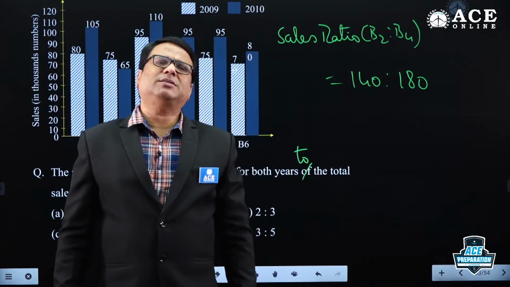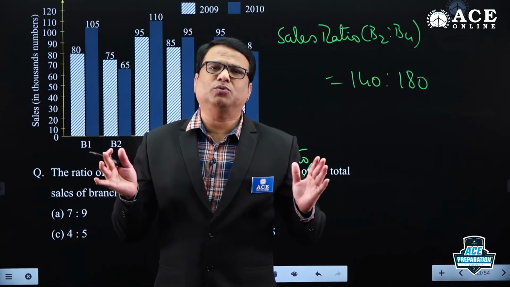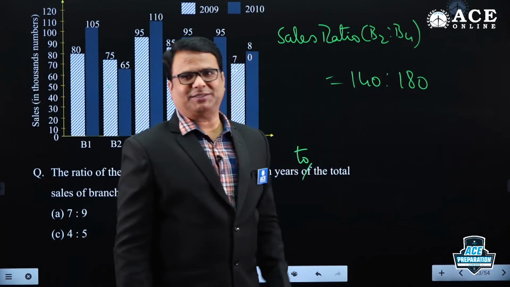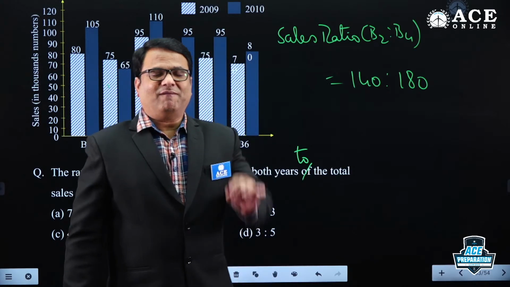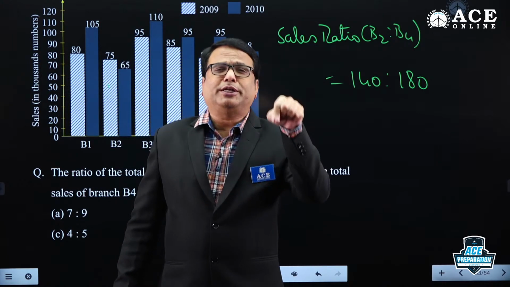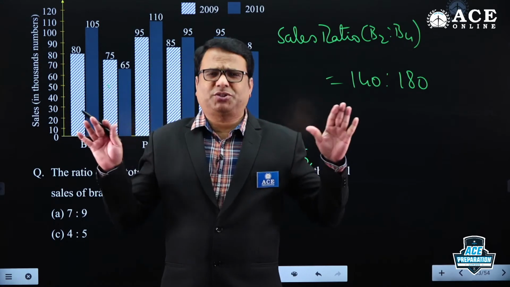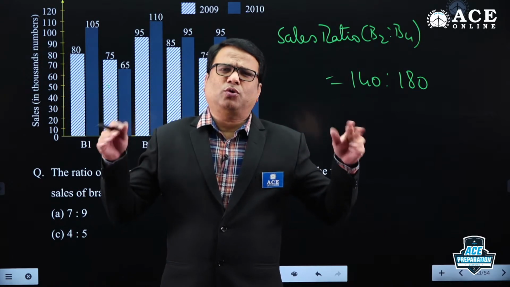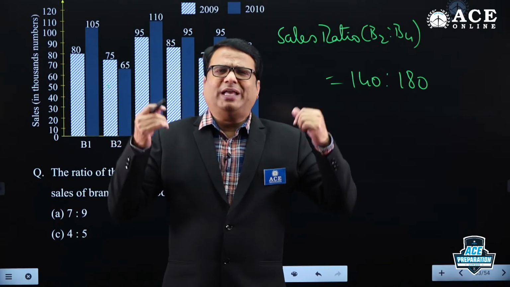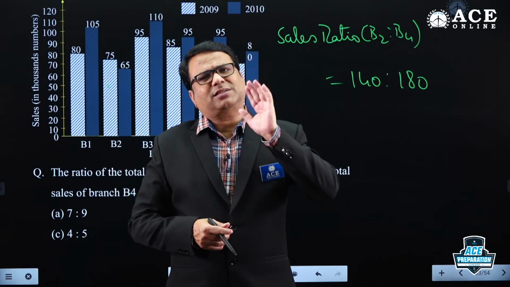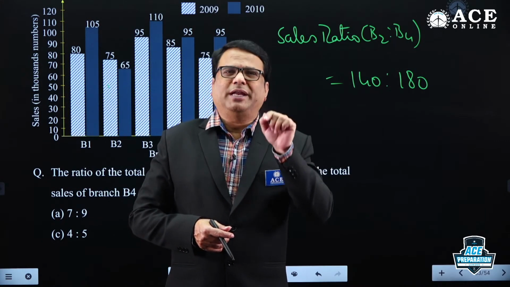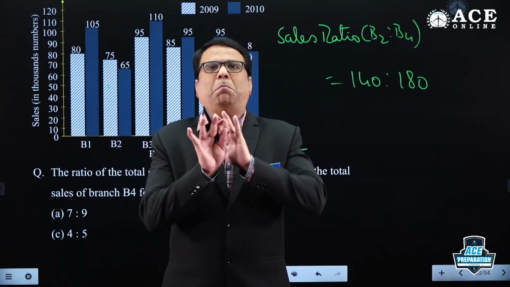Now one of you may ask me, sir, all the sales figures are given in thousands. Why are you not taking thousands? Why are you taking directly 140 and 180? No need to take thousands. When an answer is asked in percentage or in ratios, no need to take the units. Let it be thousands, crores, or lakhs. Whether you take units or you don't, the answer will be the same. As long as you are giving the answer in percentage or in ratios, the units don't matter.